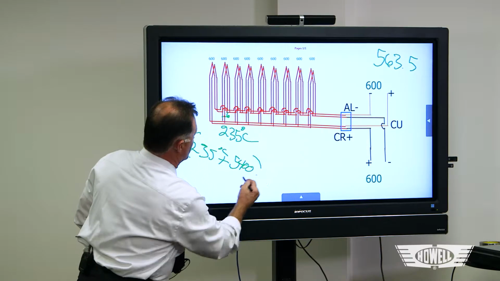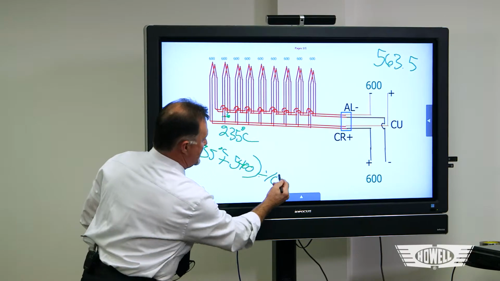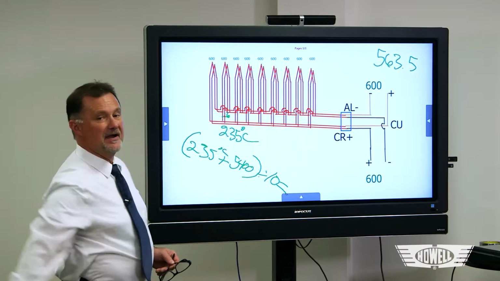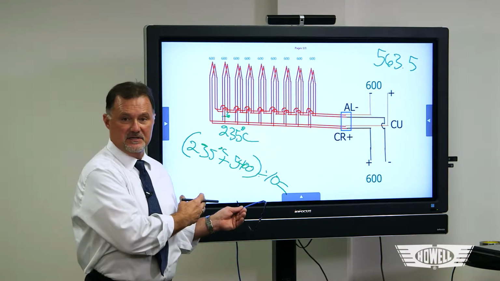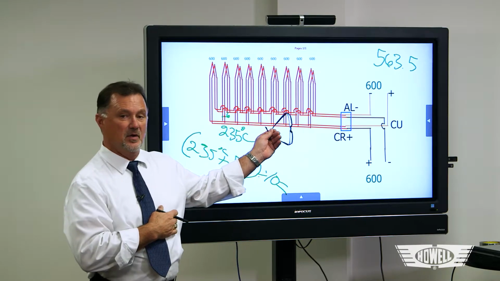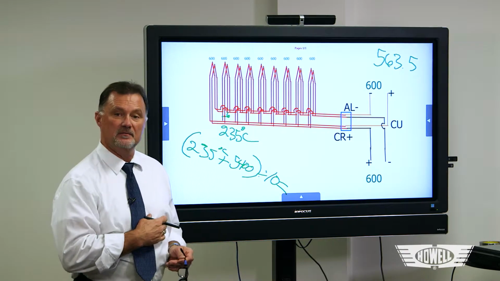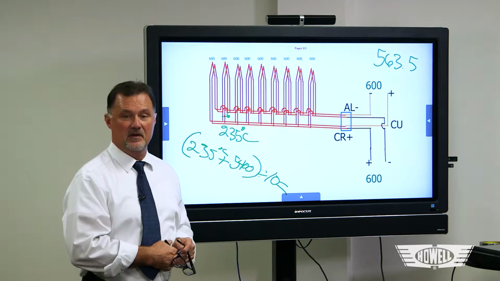Of course, then we divide that all by 10 now, and I end up with 563.5 degrees. So even though I've got 9 good thermocouples in this section, I'm going to see an average quite a bit lower because of that short. Now let's go ahead and do the experiment and see how it works out.